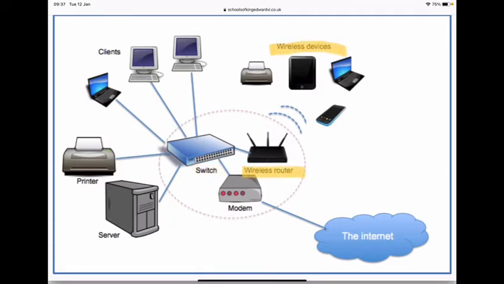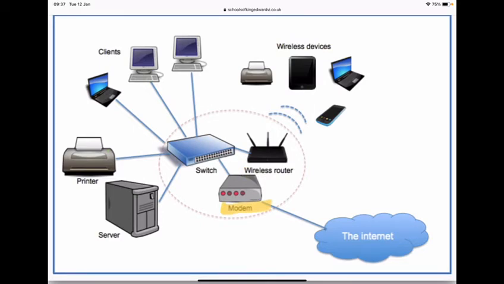Now, these days we have a lot of devices that are wireless, which basically means they don't need wires to connect to the network. So these devices could be clients like iPads, tablets, laptops, phones, or they could be things like printers. Now, if we have wireless devices, we need a wireless router. The job of the router is to help devices to connect to the network by routing data or guiding data across a wireless connection.